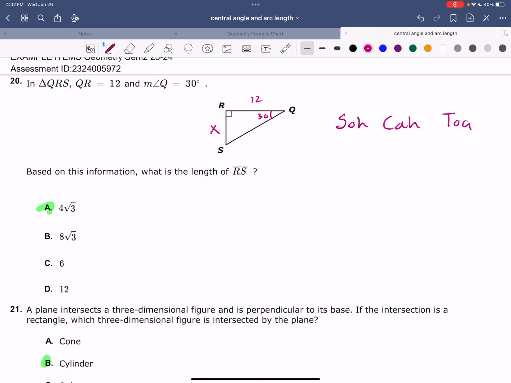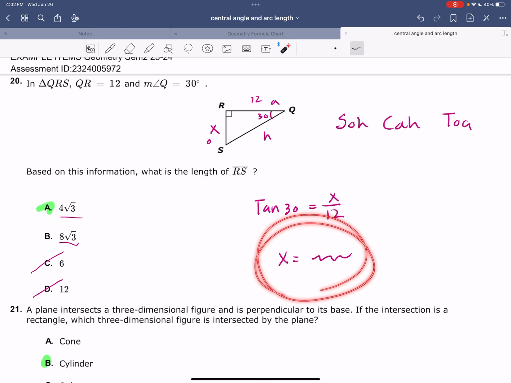It's very simple. Out of this angle, we want to find x, and we know this one, right? So this one is O, this one is A, this one is H. So which one uses O and A? Tangent. So it's the tangent of the angle: tangent 30 is equal to x over 12. When you do it, you're going to get x equals something. I don't know what it is. I know these two are not going to be the answer, so you're going to put these two into the calculator and see which one matches with this. That's what you're going to do.